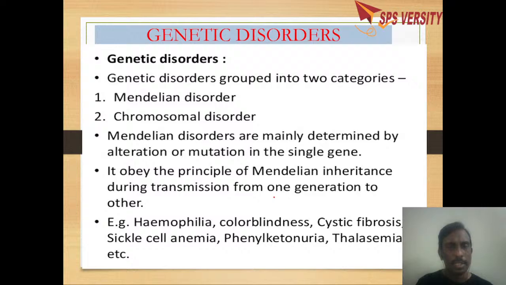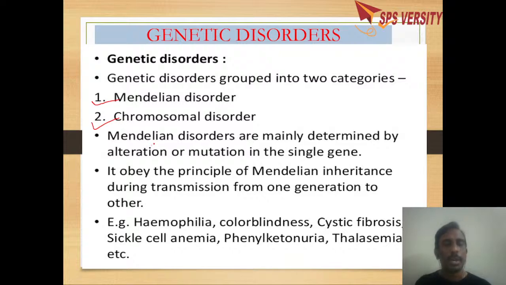So this pedigree chart is useful not only for a specific trait, it is also useful to study disorders. What disorders? Genetic disorders, chromosomal disorders. When you come to genetic disorders specifically, these are of two categories. One is Mendelian disorder and another one is chromosomal disorder.